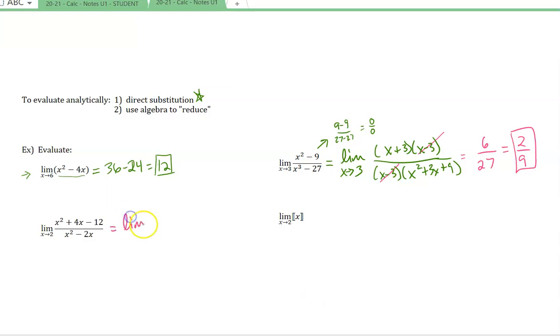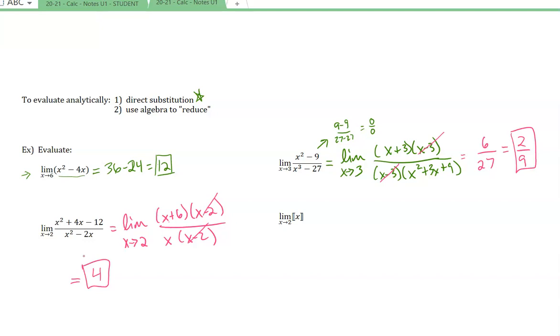So keeping our limit notation, we can factor that numerator as x plus 6 times x minus 2, and factor the denominator as x times x minus 2. And then we have an x minus 2 in the top and bottom that cancel out. Okay, so limit as x approaches 2 of, and now I'm just looking at x plus 6 over x. I can plug 2 into that and I get 8 over 2, which is 4. And we know 4 to be the answer because that's one that we did with the table earlier.